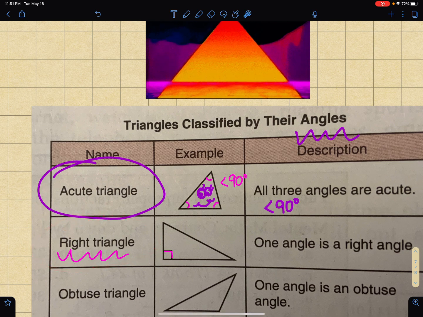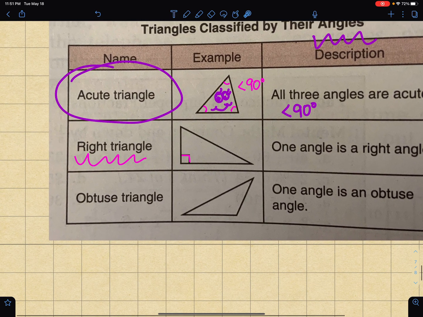Okay? Next one. And fun fact, this also looks like a scalene triangle because all those sides look like different lengths. What about an obtuse triangle?